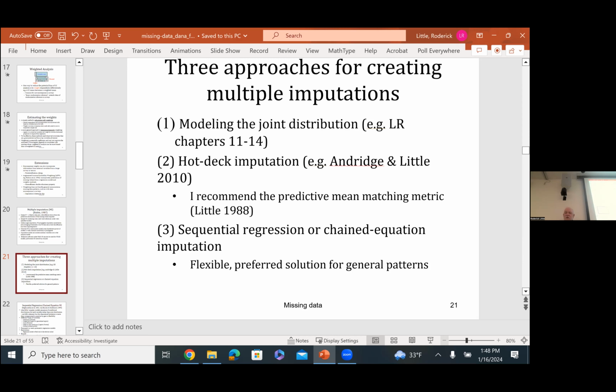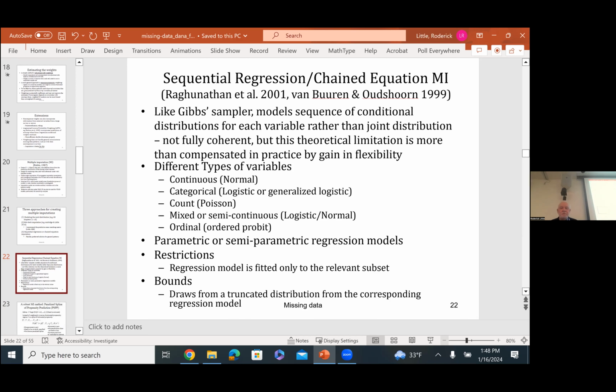Then there's sequential regression or chained equation imputation, which is probably my preferred method for doing multiple imputation. I think it's because of its flexibility, and it'll handle a general pattern. One of the early papers on this was by my colleague Raghunathan, who was a student of Don Rubin's at Harvard, interesting enough, who did work on multiple imputation. Also, there's mice. Some of you might have come across mice, which is software for doing multiple imputation. That's multiple imputation by chained equations. So that's an example of this kind of approach.